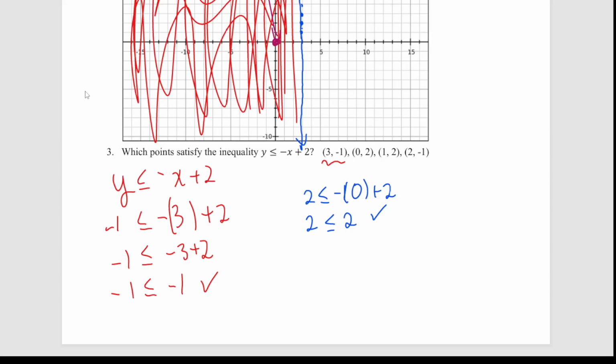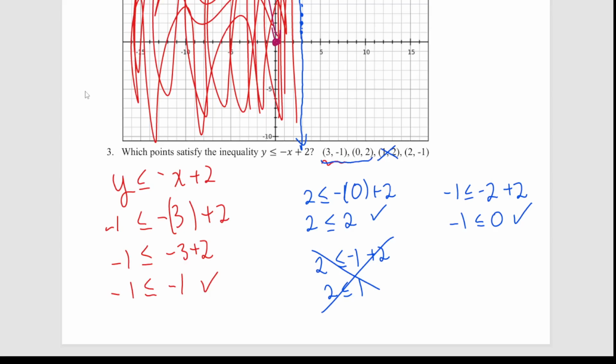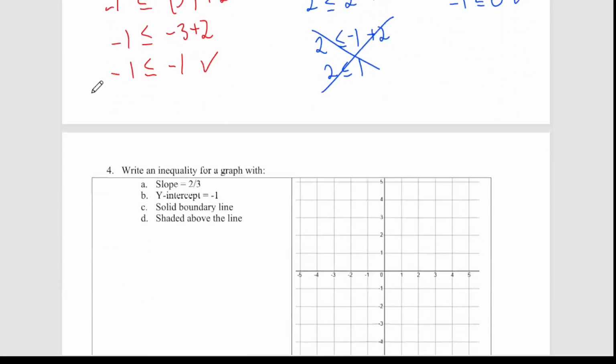For the next one, that would be plugging in 2 is less than or equal to -1 plus 2. -1 plus 2 gets us 1. That is not true, so this point is not part of the solution set. For the last one, we would be plugging in -1 is less than or equal to -2 plus 2. -1 is less than or equal to 0. That is a true statement. So 3 of them do satisfy the inequality and 1 of them does not.